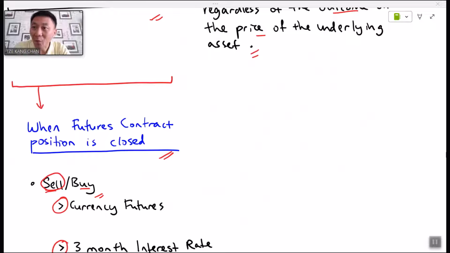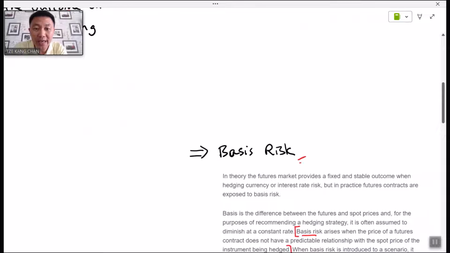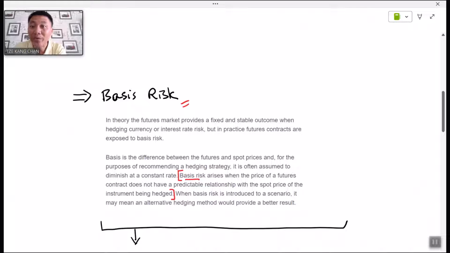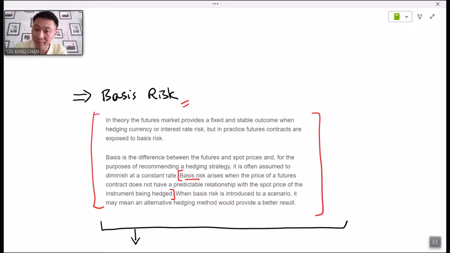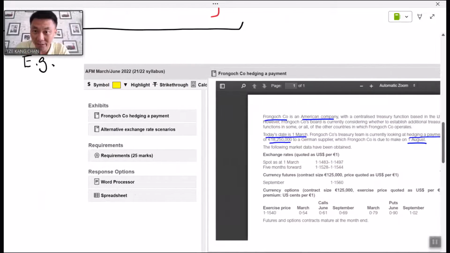So before we take a look at the following exam questions, it is good enough to recap in summary what basis risk is all about by referring to the following paragraph extracted from the article mentioned in the earlier part of the video. By reading up these explanations in the article, you should get a better understanding of basis risk. Now, it's time for us to take a look at the following exam questions.